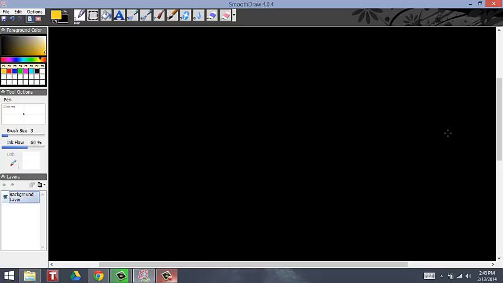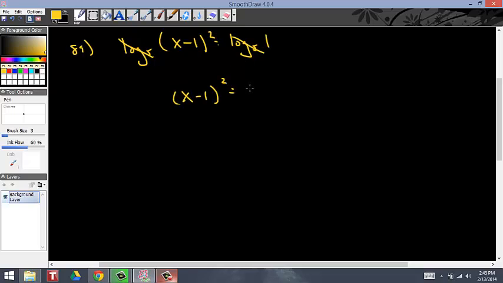Okay. Let's see. Something like number 89. I have a single logarithm that are the same bases on both sides. What can I do with those logarithms? Rebecca. They're gone. X minus 1 squared equals 1.